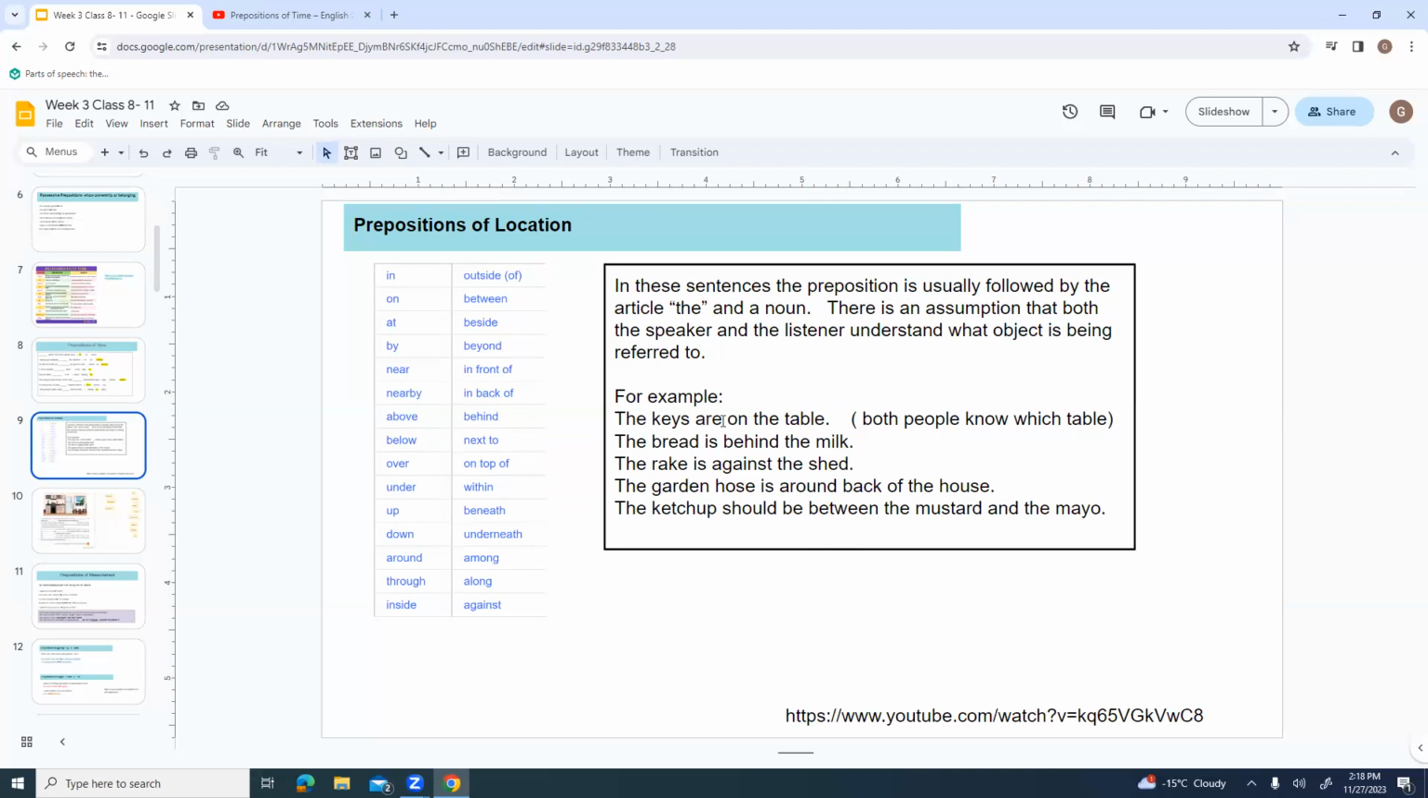For example, the keys are on the table, and both people know which table. I mean the kitchen table, not the computer table. It's the kind of thing that you would be saying to somebody who lives in your house, right? The bread is behind the milk. The rake is against the shed. The garden hose is around back of the house. The ketchup should be between the mustard and the mayo. It's the kind of thing where when somebody says, where is, and you're giving them very specific directions on the location of where to find it.